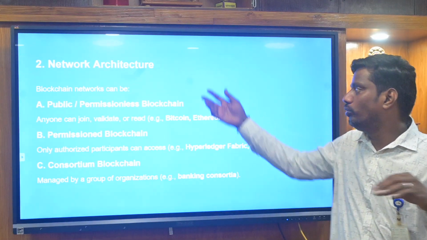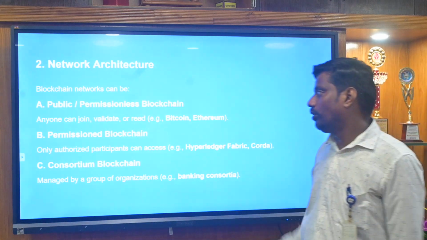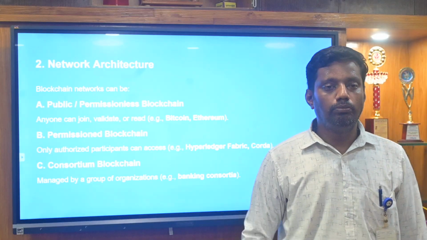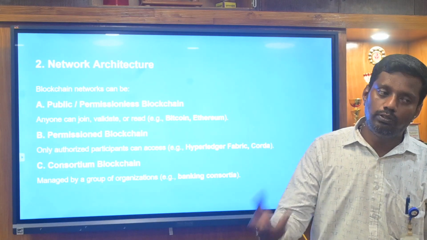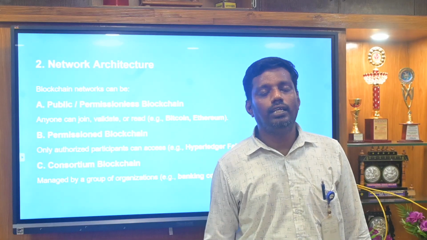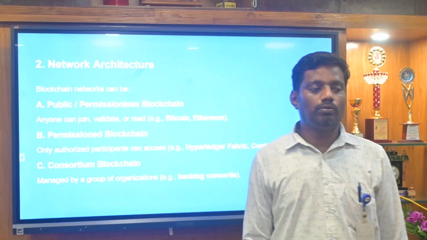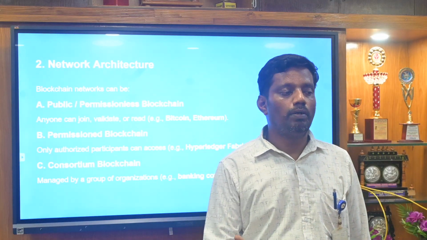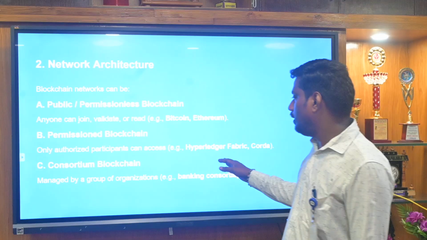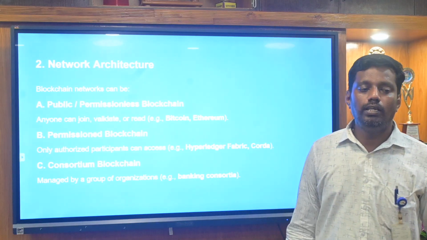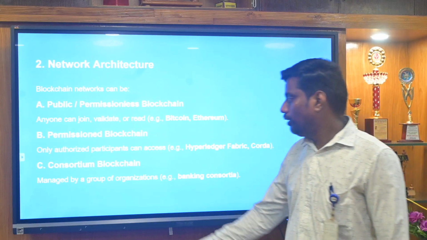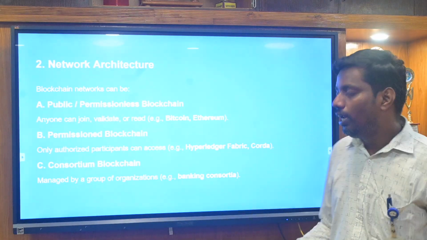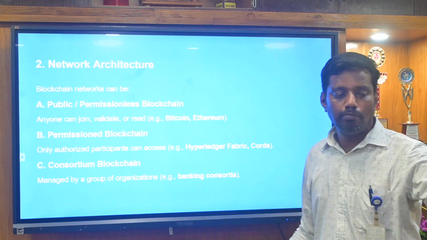Next we will see the network architecture. Blockchain networks can be of different types. One is the public, or permissionless, blockchain, where anyone can join, validate, and read. For example, Ethereum and Bitcoin. The second one is the permissioned blockchain, where only authorized participants can access, as seen in Hyperledger Fabric and Corda. The next one is the consortium blockchain, which is managed by a group of organizations, for example large sectors like banking corporations.